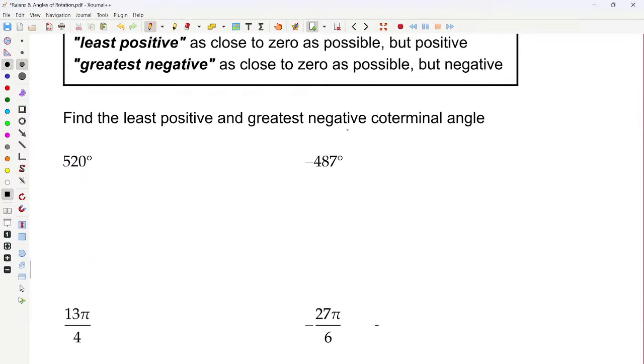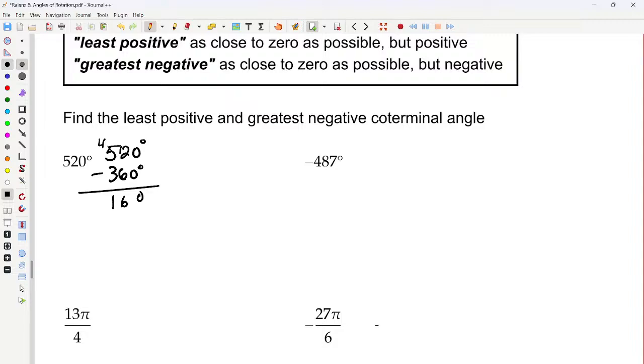Find the least positive and the greatest coterminal angle for 520. So 520, that's already bigger than 360. Can I get it smaller? Yep. I really don't feel like doing math, but I will. I should say arithmetic. 160. That is going to be the least positive coterminal angle.